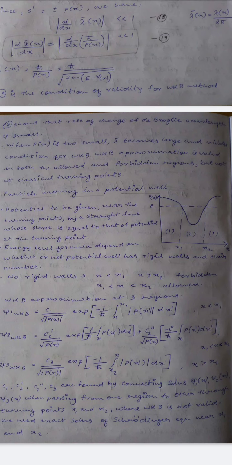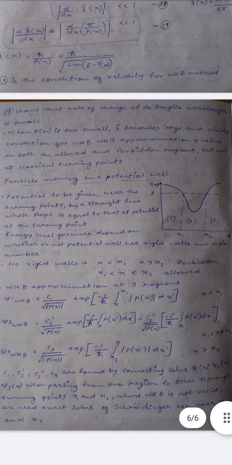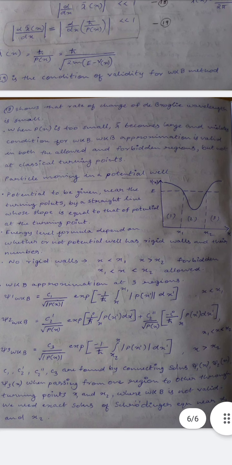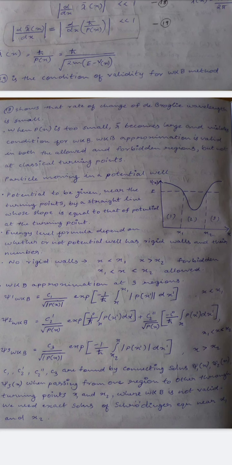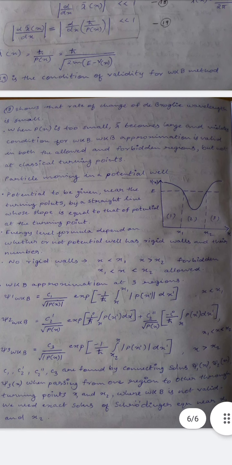The WKB approximation is valid both in the allowed and forbidden regions, that is, E less than V of x and E greater than V of x. But at the classical turning point E equal to V of x, since the classical momentum p of x becomes 0, psi of x is zero and the WKB approximation is not valid at the turning points. Now consider a particle moving in a potential well.